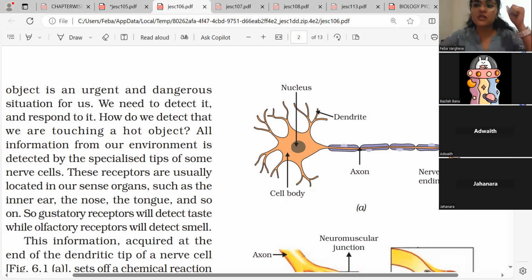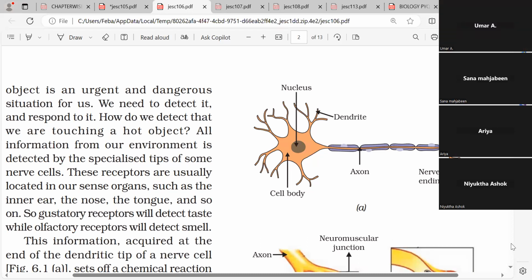In some neurons, the axon is covered by an insulating sheath called the myelin sheath. It acts as an insulator and helps in faster conduction of impulses.